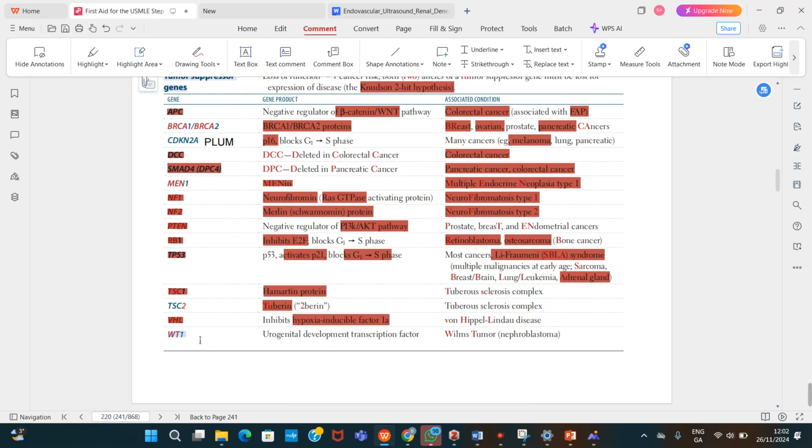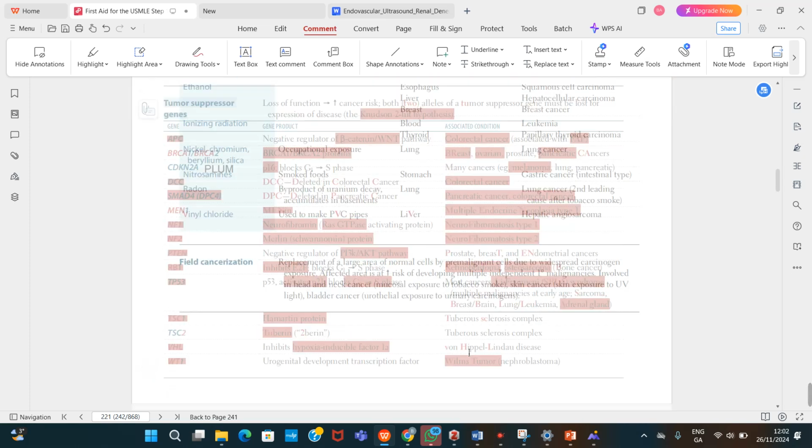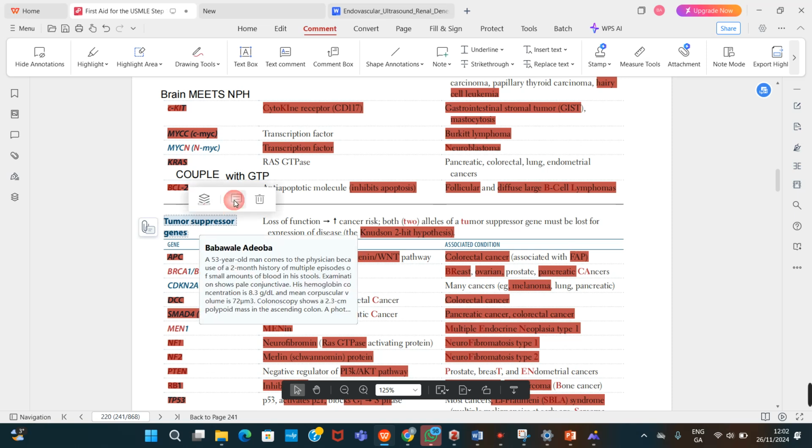Then the last is WT1 mutation, which is present in Wilms tumor. So, moving on, I think we have a question here.